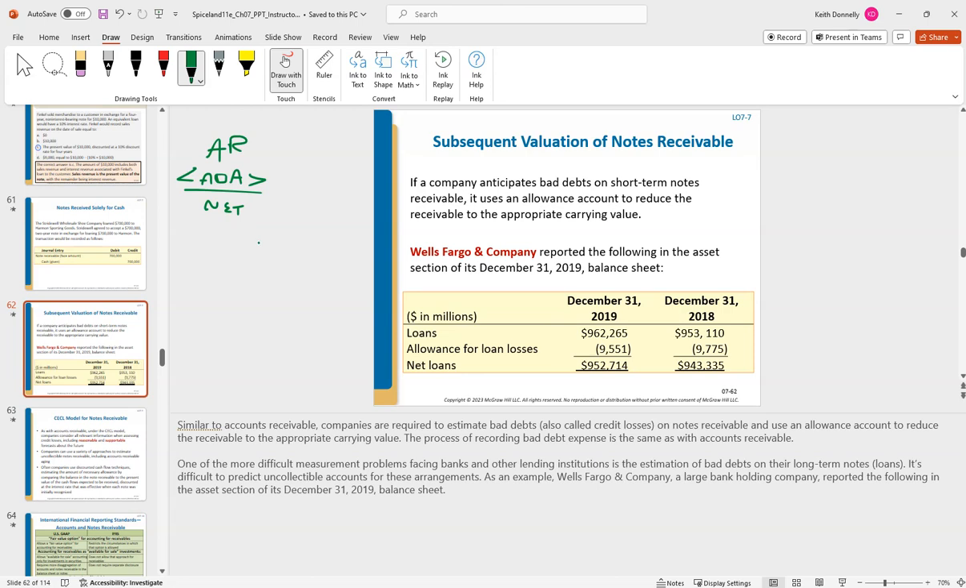In the same way, when we have notes receivable, when appropriate, they will create an allowance there. So that's what it says here. If a company anticipates bad debts on short-term notes receivable, they'll have some type of an allowance. So just be aware, it exists for accounts receivable, we specifically study it, and the functional equivalent also exists for notes receivable.